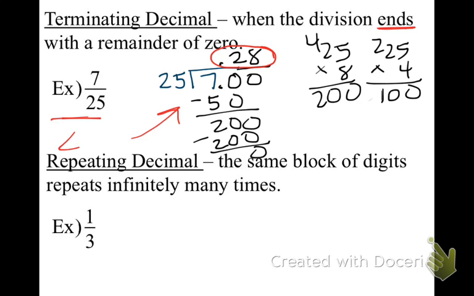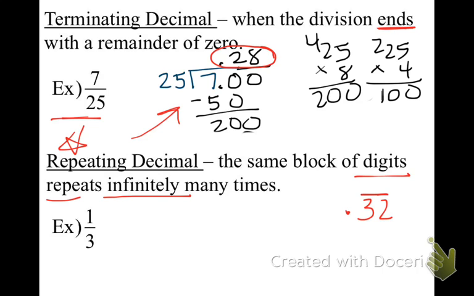Now, going right down, definition for the repeating decimal. Now, let's erase this a little bit. Repeating decimal. This one is the same block of digits repeats infinitely many times. So remember, sometimes you see a 3, 2, and this little line above it. That's telling you that it's repeating an infinite amount of times, that little line.